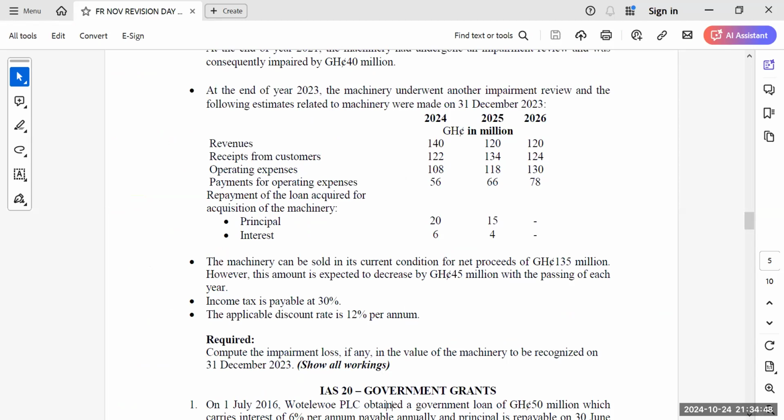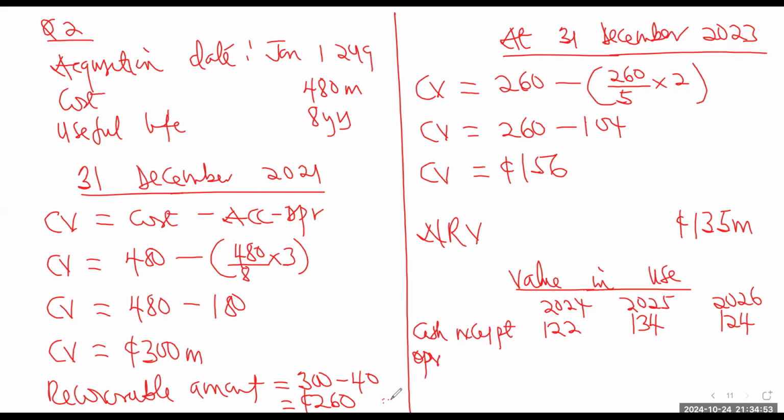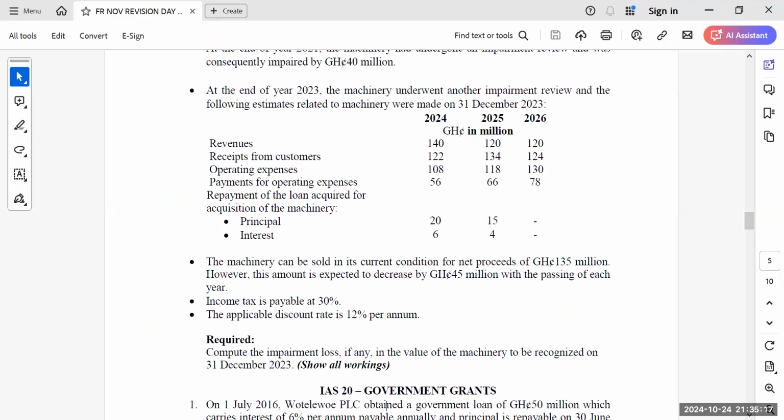So we have the amount that has been paid for the operating expenses. The first year will be 56. What again? 66. And what again? 78. Would there be any other cash outflow or cash inflow? What about interest, repayment of the loan acquired for acquisition of the machinery? What about the principal payments?